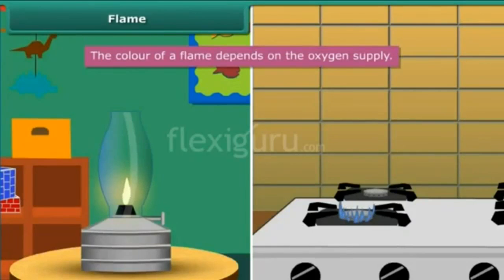When we look at a flame of kerosene lamp, it is yellow in color, but the flame of a kitchen stove is blue. It is interesting to know that the color of a flame depends on the oxygen supply. If the oxygen supply is less, flame will appear yellow due to incomplete combustion of fuel. And if it is more, the flame will appear blue due to complete combustion of fuel. Do you know how these flames are obtained?